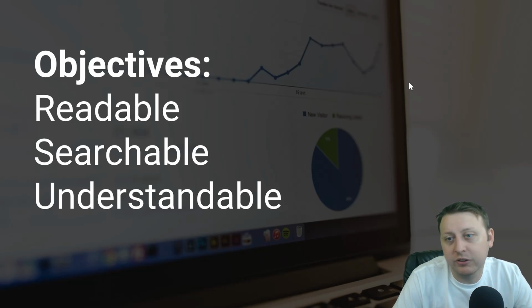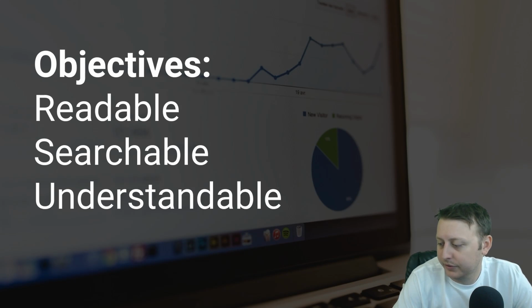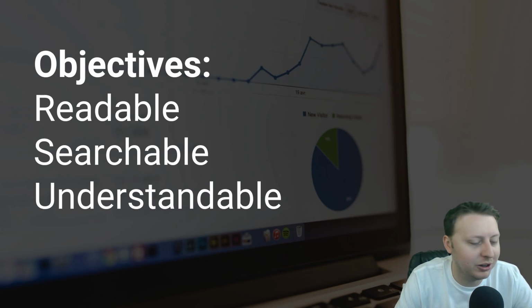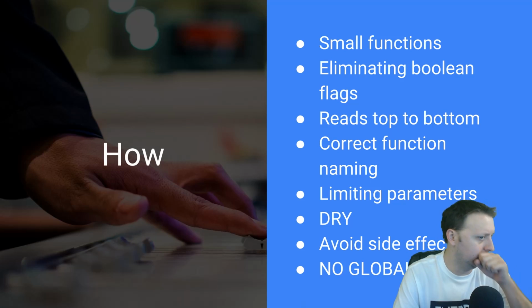So today we're talking about functions. Our objectives for functions are going to be pretty similar to what our objectives were for variables. We want to have readable, searchable, and understandable code, which will lead to more maintainable code. We could go ahead and put that in there as well if we wanted to, but three bullets seemed like enough. So how are some of the ways that we're going to accomplish this? That's where it's going to differ slightly.